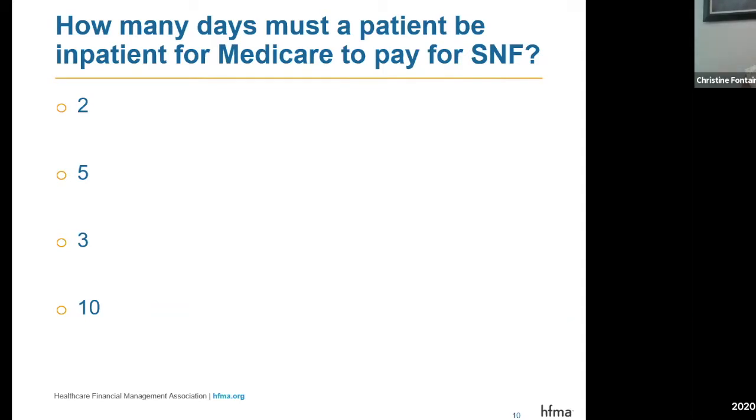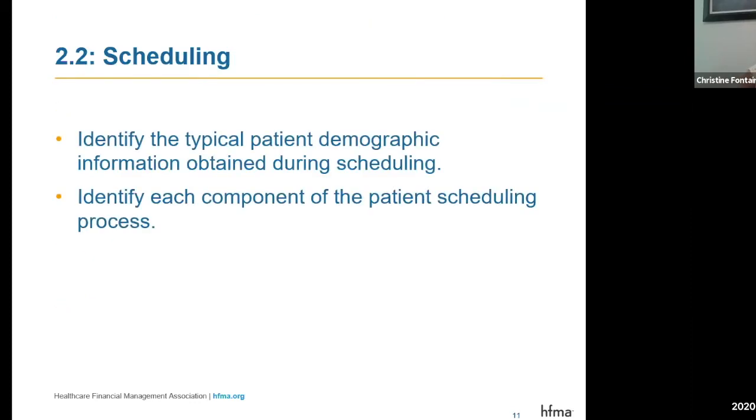3 is the correct answer. Patients must be an inpatient for a related illness or injury for a minimum of 3 days. If a patient is transferred to a SNF earlier, Medicare will not pay for it if it's less than 3 days. Okay? So certainly 5 and 10 are accurate, right? But the minimum is 3. All right, moving on to scheduling and the importance of it.